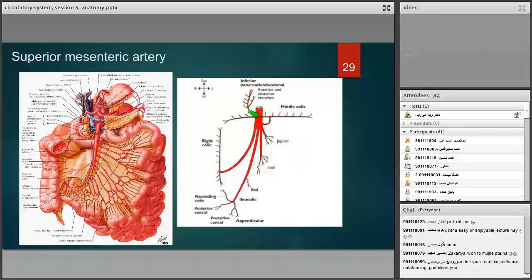Okay? The other branches, the most important branches, are the branches for the small intestine. These branches are deriving from the left side of the superior mesenteric.